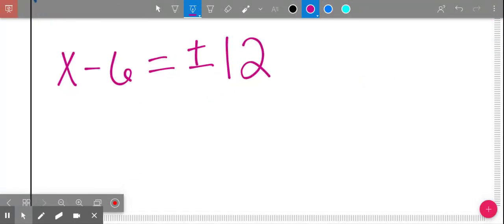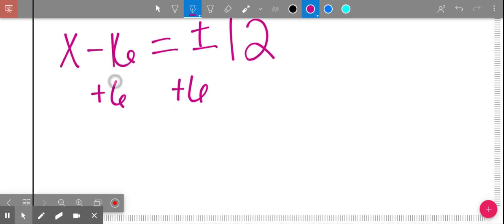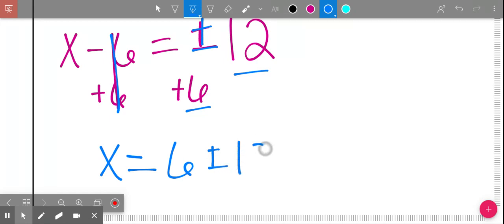All right, so from here, we want to get the x by itself. So now we have to get rid of that minus 6. To do that, we're going to add the 6 over. Now this is where it gets kind of different. This is where it's kind of tricky. Those will cancel each other out. Let me use a different color. Those will cancel out, so I'll just have x is equal to. We cannot combine the 6 and the 12, because this isn't just a 12, it's a plus and a minus 12. So we cannot combine them. We have to write it as 6 plus or minus 12, because that 12 represents two different numbers.